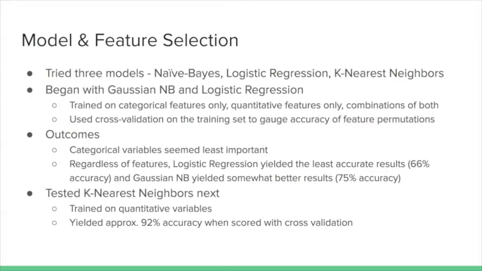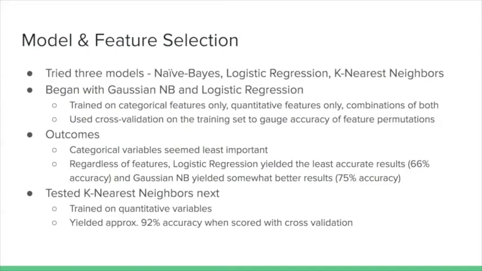So we trained on a bunch of different permutations of features. We trained on only the categorical features, we trained on only the quantitative features, and then we trained on virtually all combinations of both. And then we used cross-validation on the training set to gauge the accuracy of each feature permutation for each model.